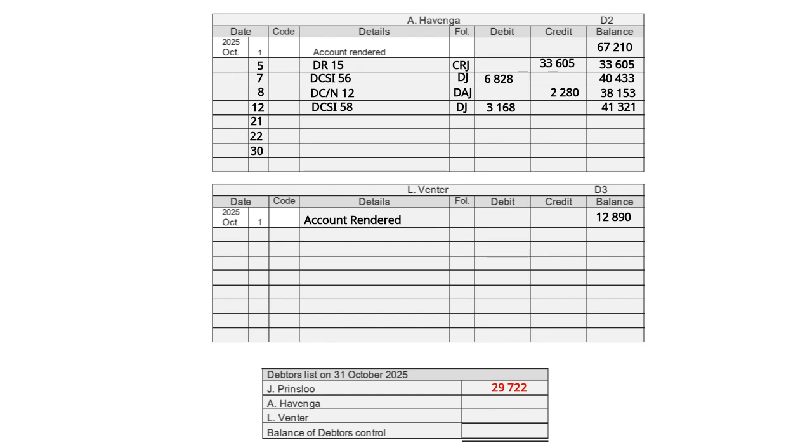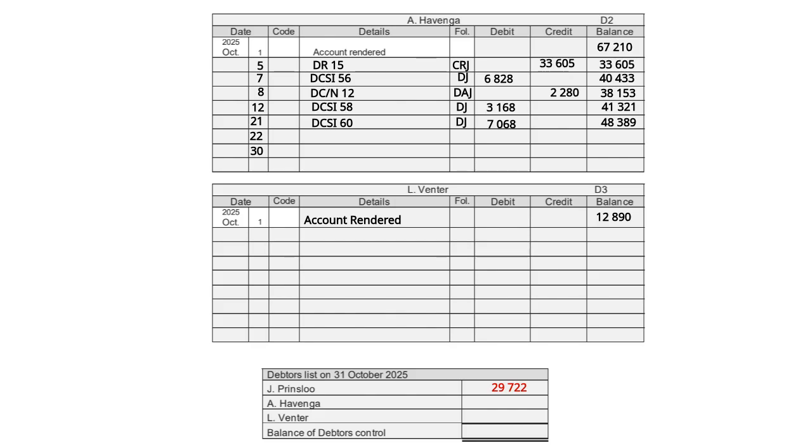Then on the 21st, more credit sales, 7068. So again, it's my DJ and folio. It's my duplicate credit sales invoice under details. 7068 in the debit column. So now my balance is 48389. Then on the 22nd, a return of merchandise, Havenga 792.